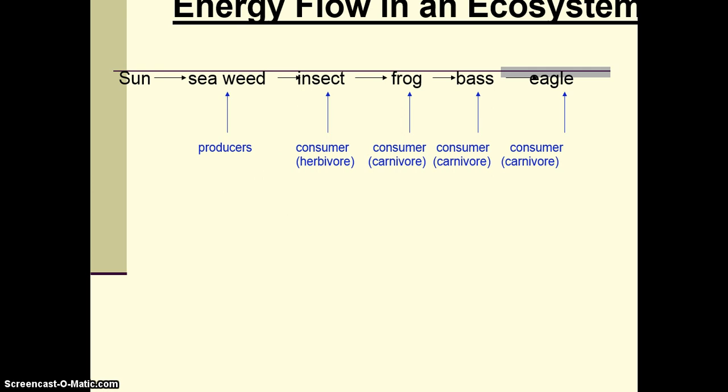Frog is a carnivore, or insectivore, eating the insect. A bass is a fish, which is classified as a carnivore, eating the frog. And the eagle is your top carnivore, your top predator in here, and they are eating fish, for example, though they may also eat frogs. So the first consumer, in this case the herbivore, is your first level consumer. The frog is classified as a second level consumer, and so on.